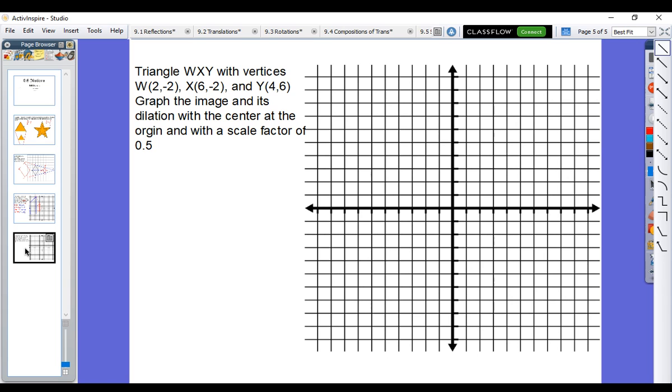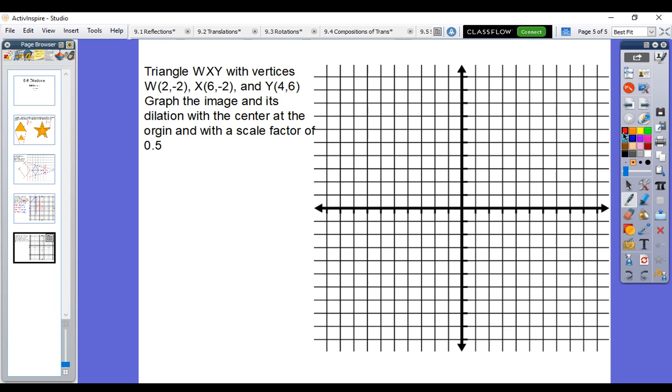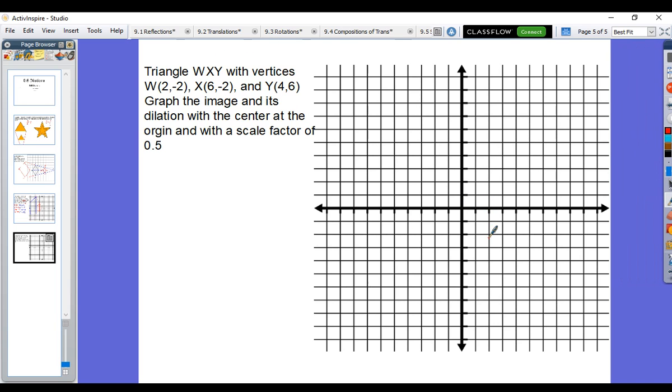One more. So we have triangle WXY with vertices at those points, and we're going to graph the image and its dilation with the center. The center's at the origin, so it's going towards or away from the center. We're doing a scale factor of 0.5. That means we're shrinking it, so it's going to go towards the center. Let's graph our points.